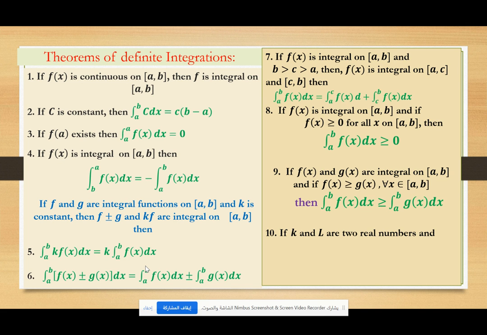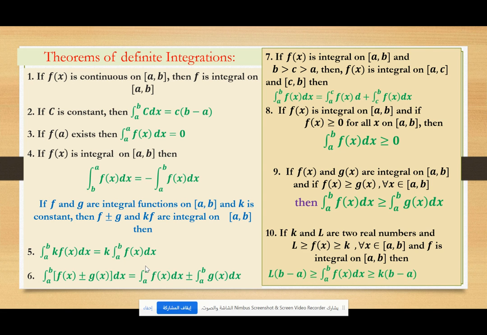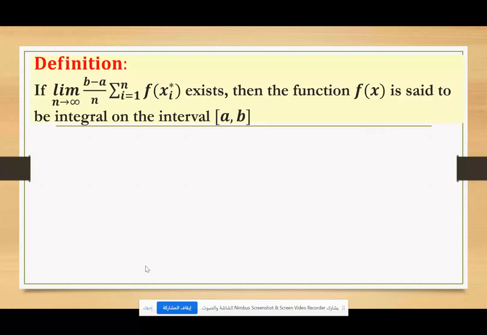The last is if k and l are two real numbers, and f of x is between k and l for all x belonging to the closed interval from a to b, and f is integrable on a and b, then the integration from a to b of f of x dx will be between k times (b minus a) and l times (b minus a). Now let's discuss these individually by taking some examples for each.